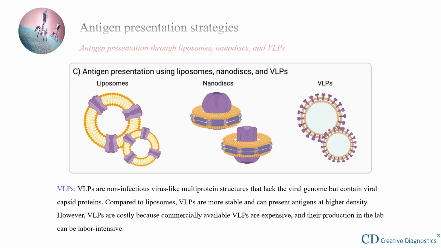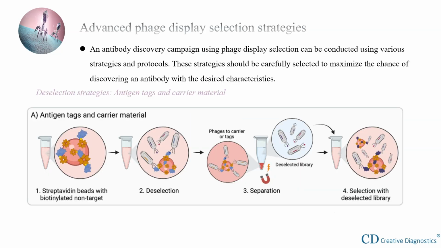Compared to liposomes, VLPs are more stable and can present antigens at higher density. However, VLPs are costly because commercially available VLPs are expensive, and their laboratory production can be labor-intensive. An antibody discovery campaign using phage display selection can be conducted using various strategies and protocols. These strategies should be carefully selected to maximize the chance of discovering an antibody with the desired characteristics.